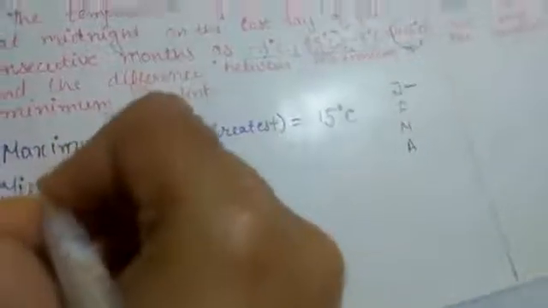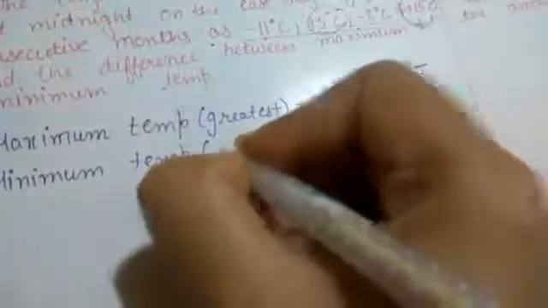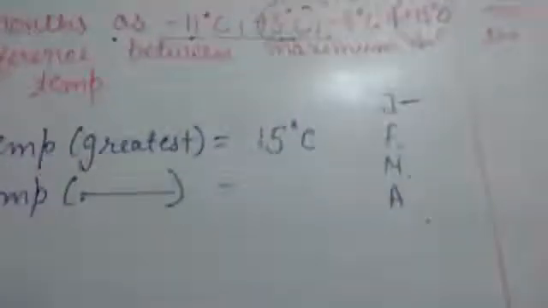Now minimum temperature. Minimum temperature means smallest. No need to write it here. Now see, we know this thing, negative integers are smallest. And one more thing we know, the integers which seems to us greatest, actually that are smallest. Now see, -11 minus 8. 11 seems to us greater. But actually we know this thing which seems to us greater, actually that integer is smallest. That means here -11 degrees Celsius is smallest.